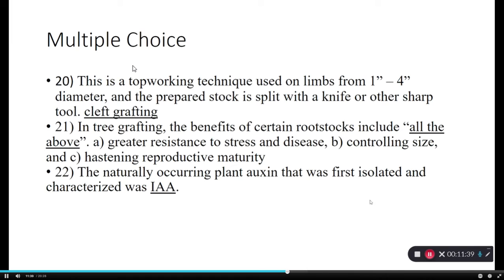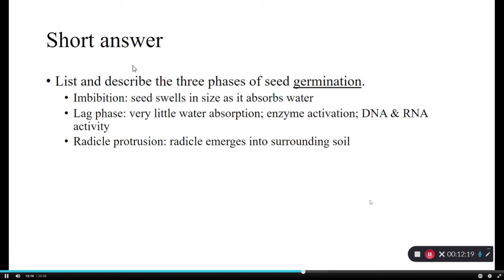In 21, in tree grafting, the benefits of certain rootstocks include, you had four choices there, and the correct choice was D, all of the above. So the previous three were greater resistance to stress and disease, controlling size, and hastening reproductive maturity. Going on to 22, the naturally occurring plant auxin that was first isolated and characterized, that was IAA, indole acetic acid. So that wraps up the multiple choice. Then we move on to some short answer.